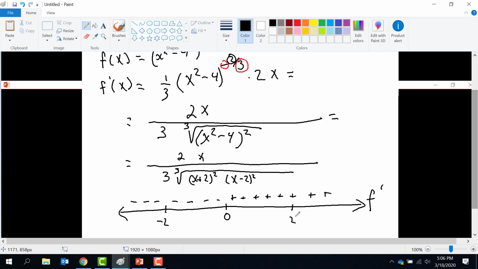Likewise, the same thing happens over here at +2. +2 makes the denominator 0, but not the numerator, so this function, the derivative function, has a vertical asymptote, which then tells us that the slope of the tangent line is increasing without bound there, which then means that your tangent lines are getting more and more vertical. So then what we are expecting to see at -2 and at 2 is a cusp.